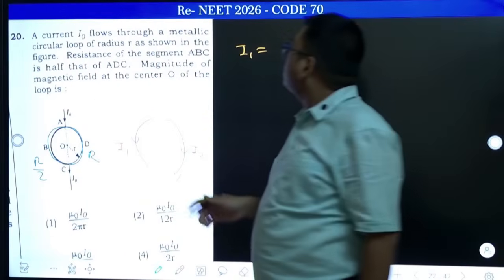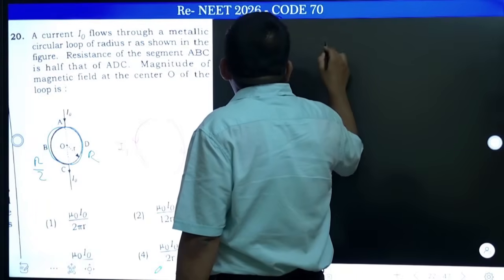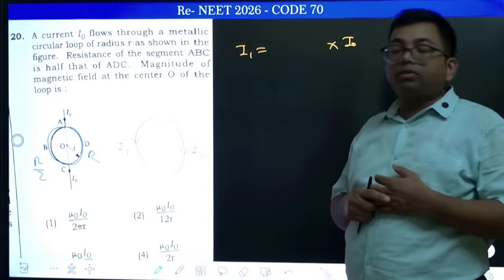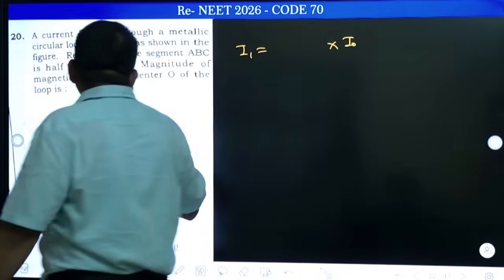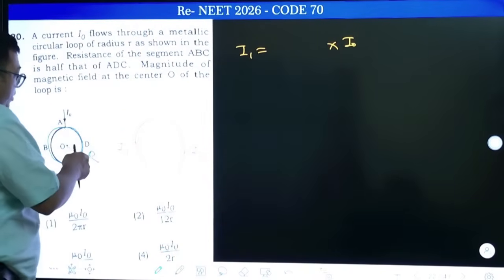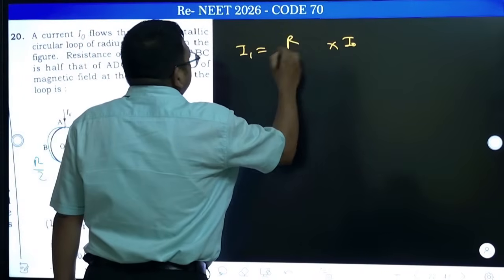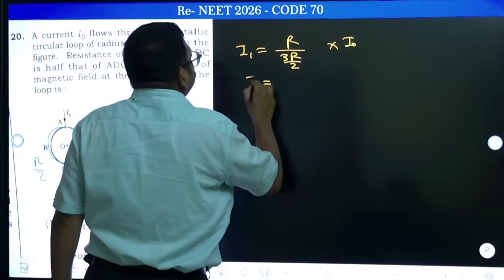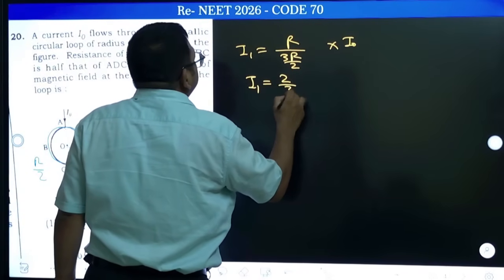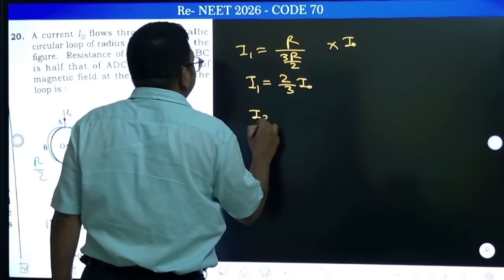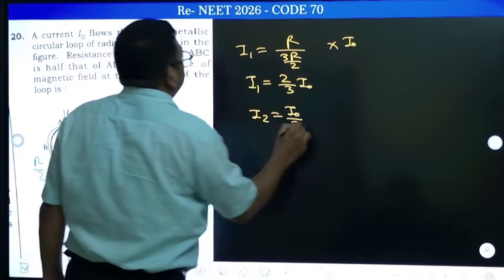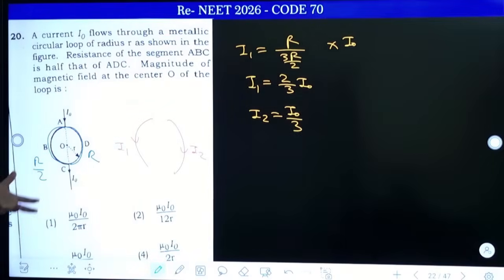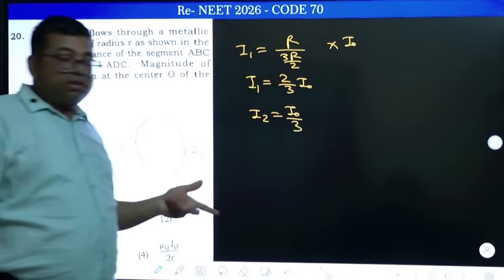Total current: current is inversely proportional to resistance. So if I want the current here, I have to take this resistor R by the total resistance 3R by 2. So that becomes 2 by 3 I naught. Similarly, I2 will become I naught by 3. Correct? That's how the current gets divided, because whichever has the smaller resistance, more current will flow. We know this, right?